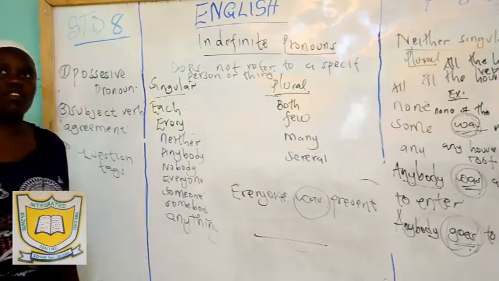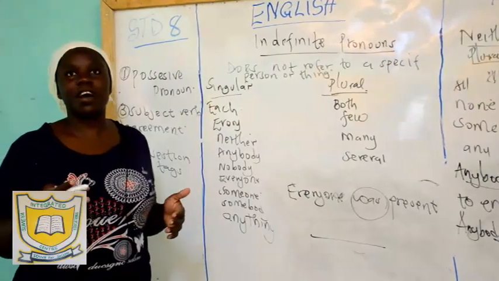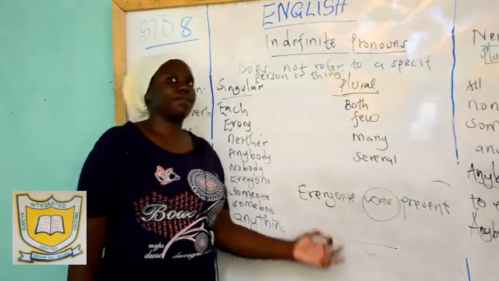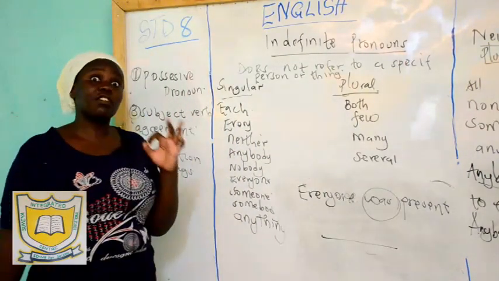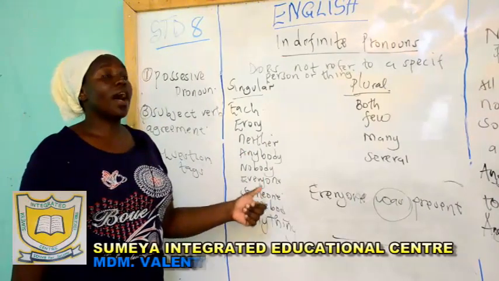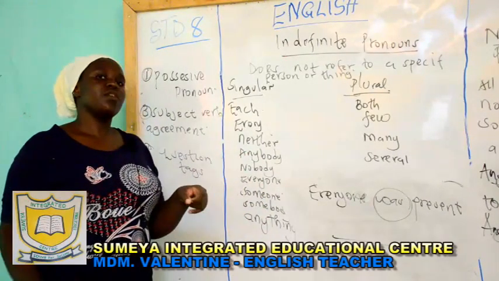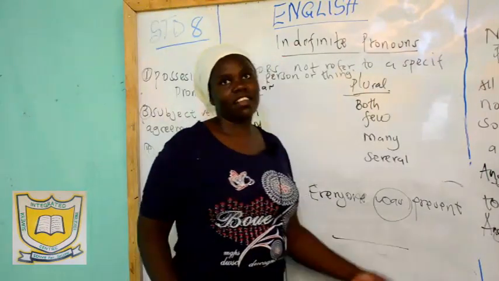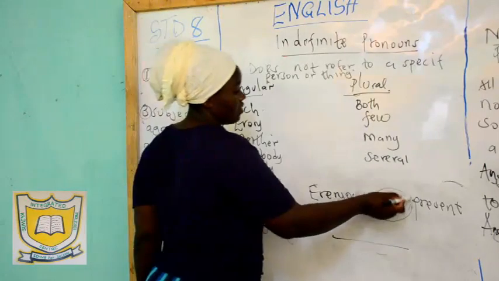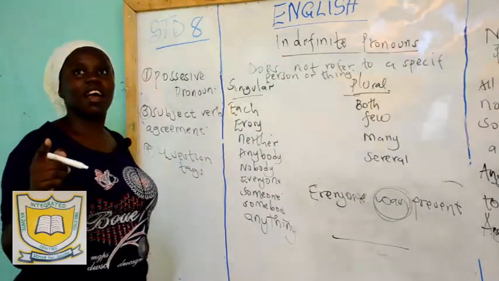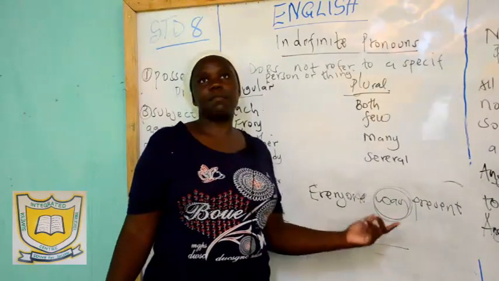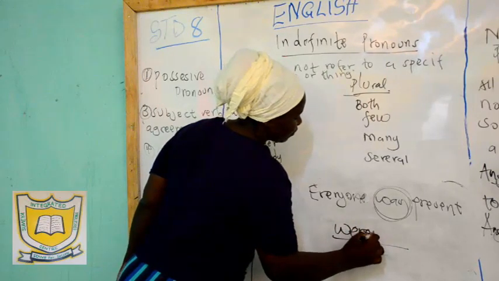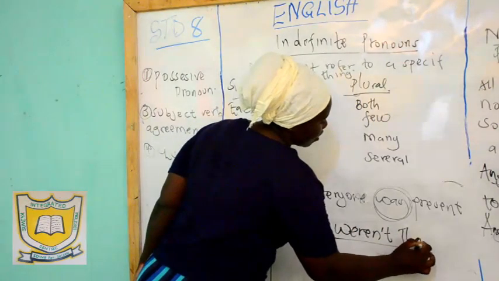So what you do is you identify the helping verb in the sentence you have been given. Everyone was present. When you identify the helping verb, it is was. When you give the question tag, it should be the plural of the helping verb. Example, everyone was present. You say, weren't they?